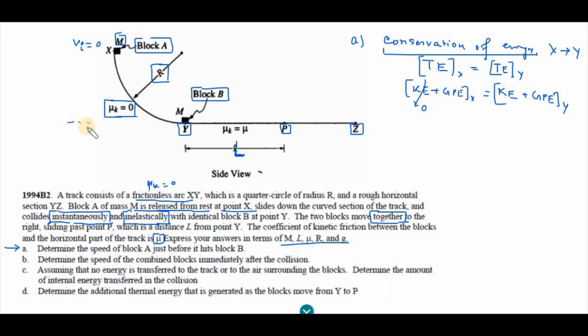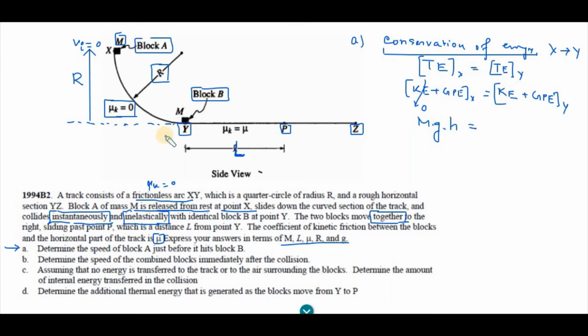What will be the gravitational potential energy? For that we need to define some datum position. So let's consider this horizontal position. I'm considering the datum, meaning the reference line. With respect to that, what would be this distance? Here they have given the radius of curvature, that is equal to r, which means the distance between the datum line or reference line to the point X should be r. So gravitational potential energy becomes mass times gravitational acceleration times h.